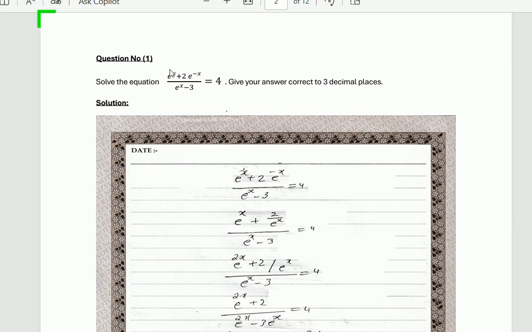Let's start with question number 1. Solve the equation e^x + 2e^(-x) over e^x - 3 = 4. Give your answer correct to 3 decimal places.